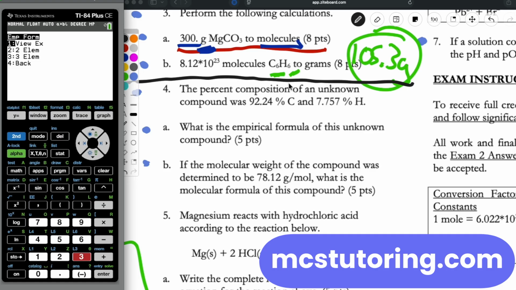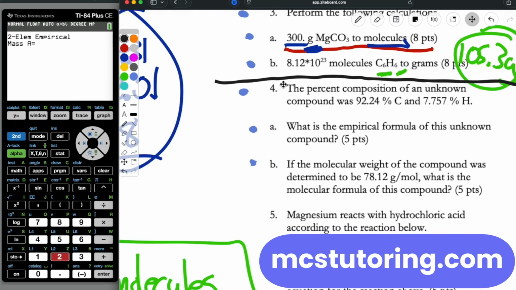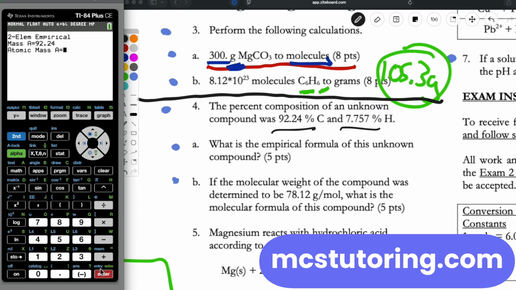Okay. It's a 2-element. Look, I can only put 2 and 3 elements here. If you have 4 or 5, you're out of luck. Sorry about that. So we're going to go 2-element. Mass of A. Well, I think carbon, let's go back. Carbon was 12.01. Sorry. We're going to use these numbers. Sorry. My bad. I know I have cognitive decline. 92.24 mass of A. The atomic mass, that is the 12.01.